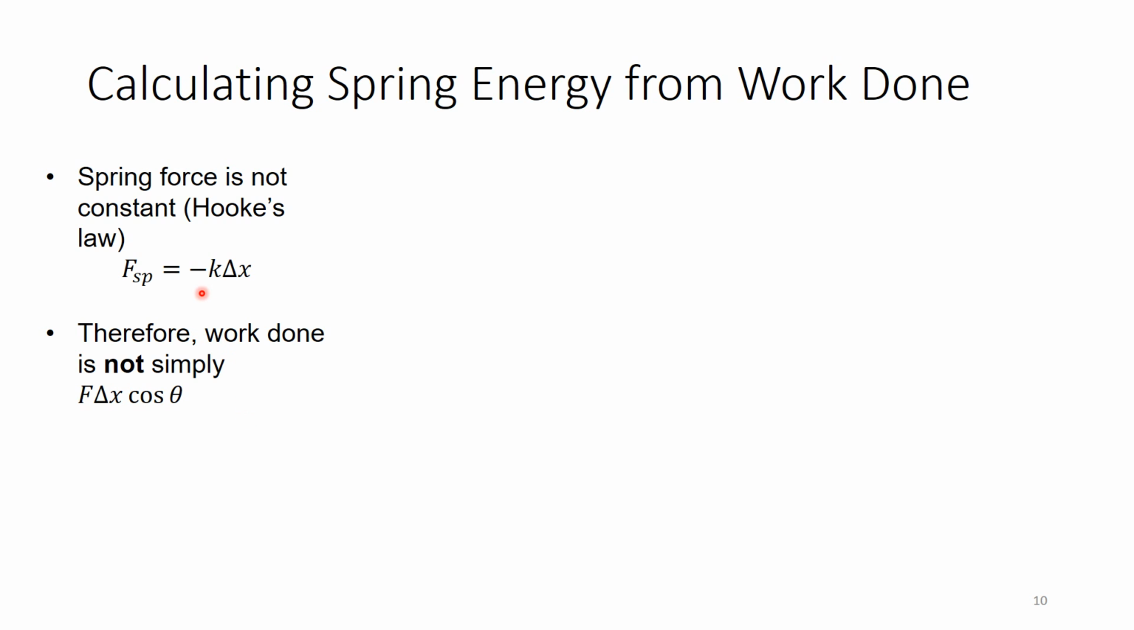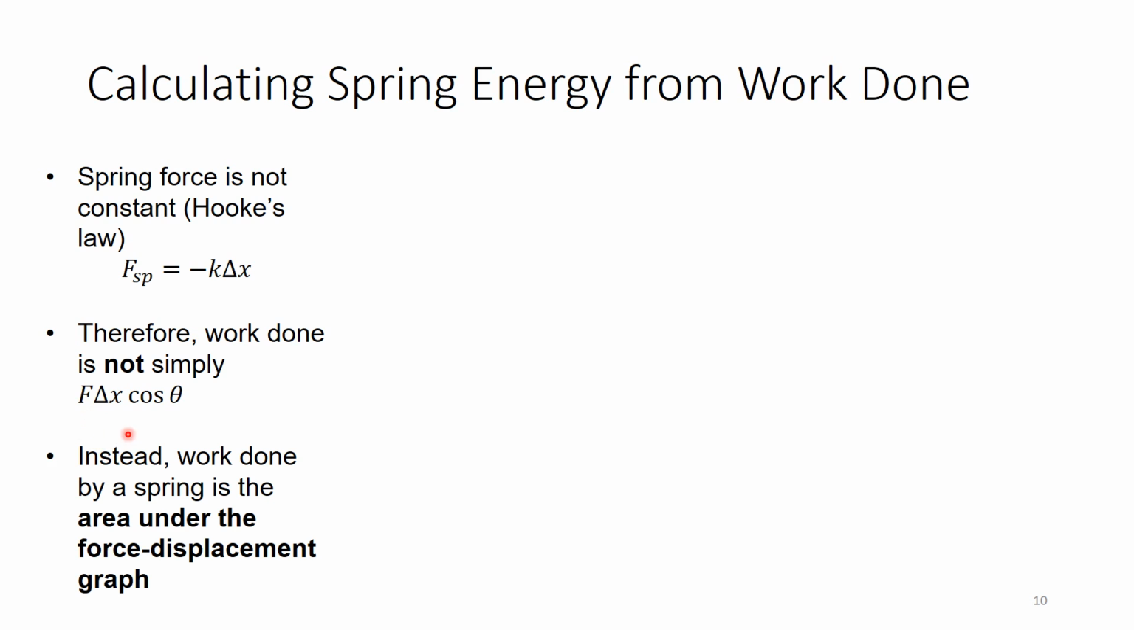So if the force isn't constant when you're extending a spring, that means the work done cannot be calculated by this equation, F times delta x times cosine theta, because the F isn't constant. So you have to figure out a way of incorporating a force that's not constant. How do you do that? You do that using a graph. You plot a graph of force and distance, so force on the y-axis, delta x on the x-axis, and the area under it will give you the work done by the spring.